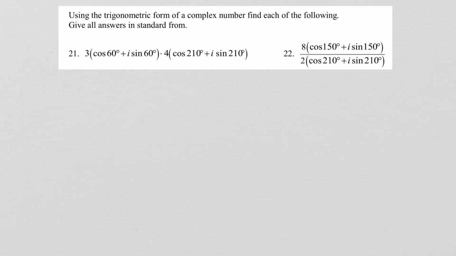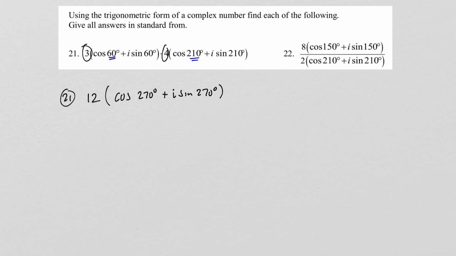Now let's talk about complex numbers. So in the first problem here, number 21, we are asked to find each of the following and to give our answers in standard form. So what we're doing here is we are multiplying two complex numbers, both in trigonometric form. To multiply two complex numbers, all we have to do is multiply the moduli. So 3 times 4 is 12. And then for the angles, we just need to add these together. And so 60 plus 210 is 270. And of course, it's the same angle in both spots there.